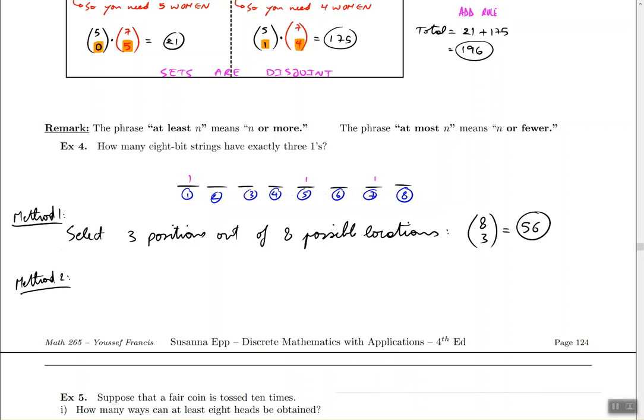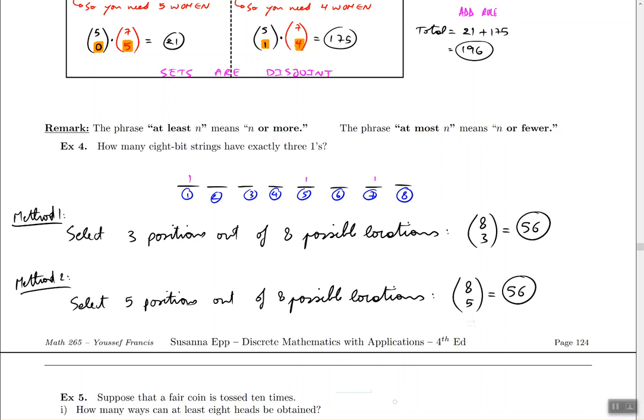So method 2, select where the 0s go. You have 8 positions, and you select where the 0s have to go. So select where 5 of the 0s will go: 5 positions out of the 8 possible locations. In this case we end up with 56 again, because regardless of where you put the 0s, if you select where the 5 0s will go, then automatically the 3 positions that are left will get the 1s right away. So again, it does not matter.